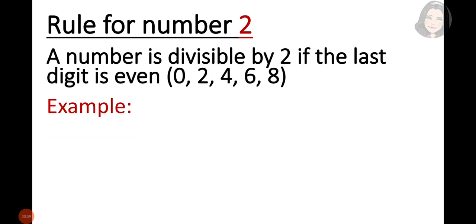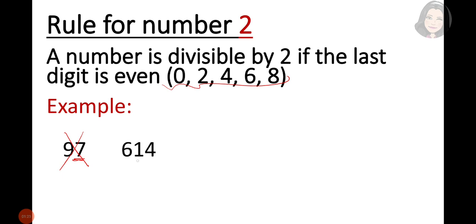What's the divisibility rule for number 2? A number is divisible by 2 if the last digit is even. Even numbers are 0, 2, 4, 6, and 8. For example, is the number 97 divisible by 2? You look at the last digit. The last digit is a 7. It's not an even number, so the number 97 is not divisible by 2.